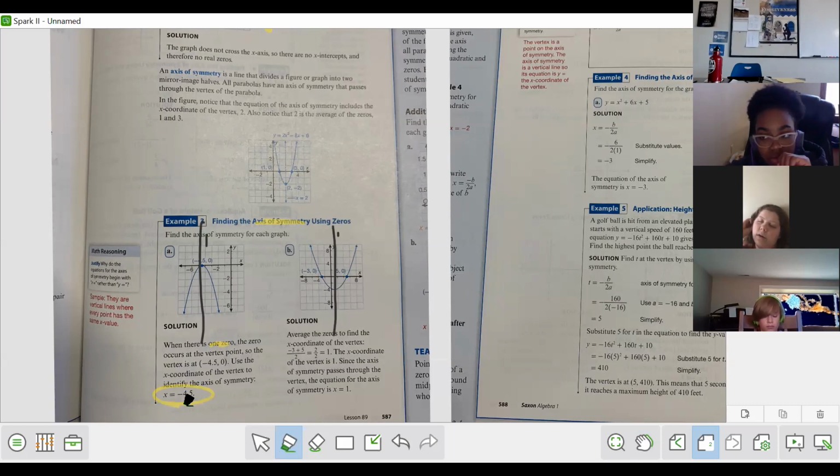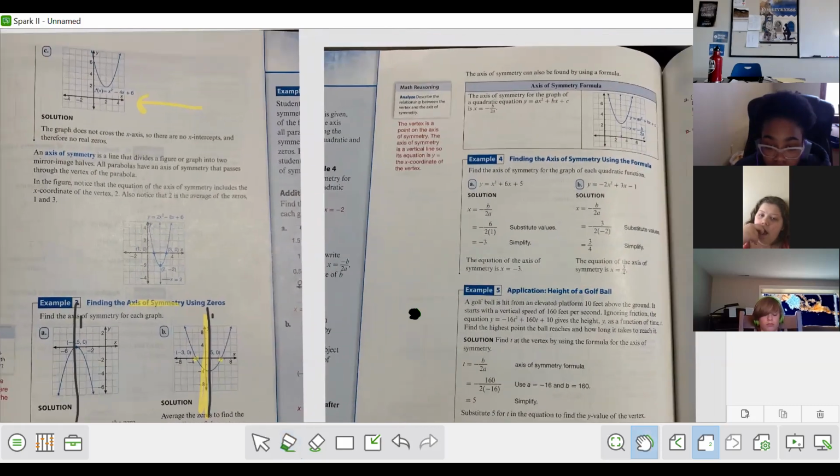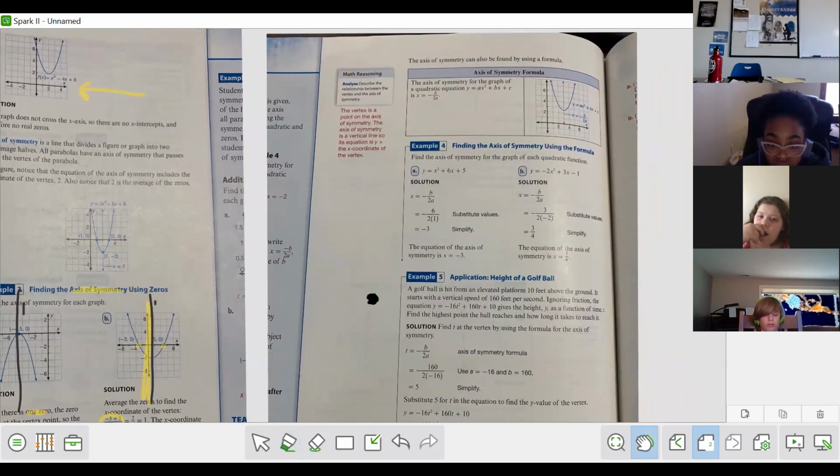But if there's 2 zeros, you find the average of the 2 x's. Notice, where are the 2 x values here? We have a 5 and we have a -3, right? And if we average those together, we add them up and divide by 2, which is what they're doing right here. 1, so my axis of symmetry is a 1. You take it where it crosses that x-axis on those 2 spots and average them together. You can't really do that if it doesn't cross the x-axis.